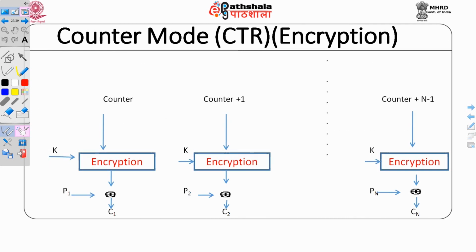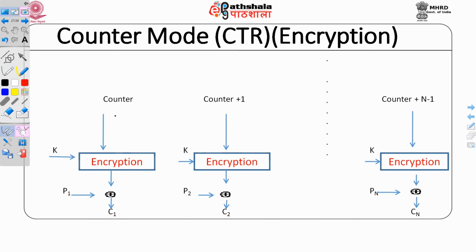The last mode of operation is counter mode. How does it work? It works on the basis of a counter. There is a counter, counter plus 1, and counter plus so on. Every time we have set a counter, for the next block we will increment the counter, up to the nth block. The counter would be input to the encryption block, the key would be input, and whatever the output is, we will exclusive OR with the plain text to get the ciphertext. The same process would be repeated for all the blocks.